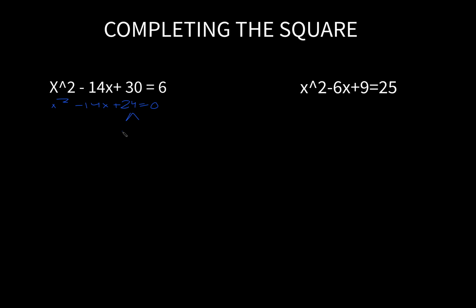Your next step might be to break up this 24 into factors that add to negative 14. You think maybe negative 8 and 3? Not quite. Maybe negative 12 and 2? Yes, that would work, but in this case, we're going to try to complete the square.